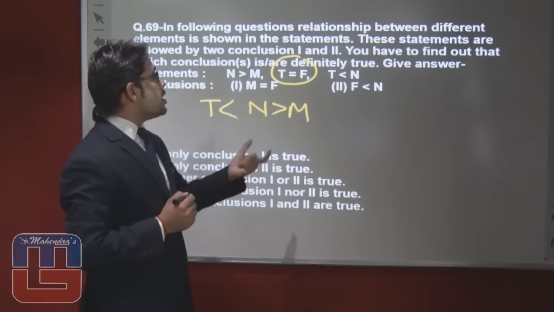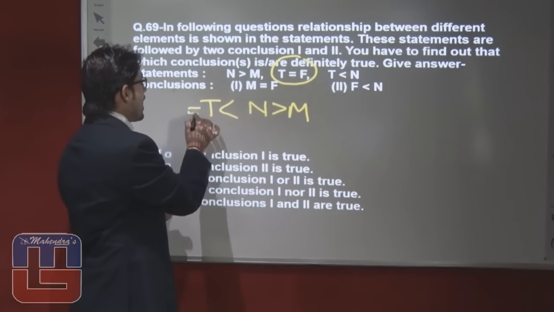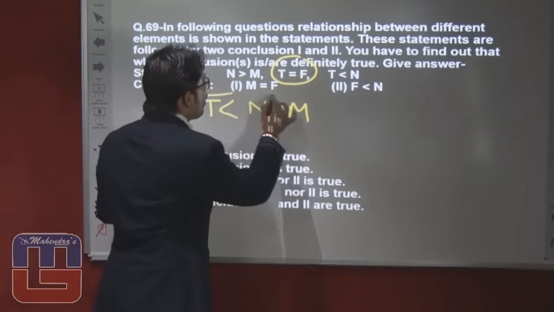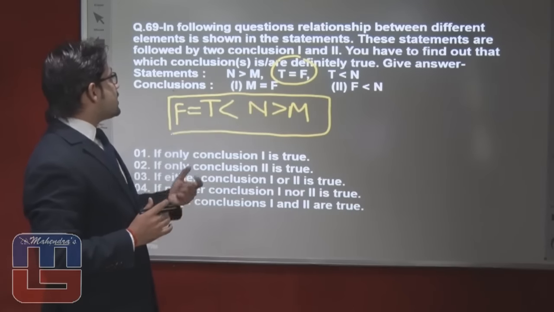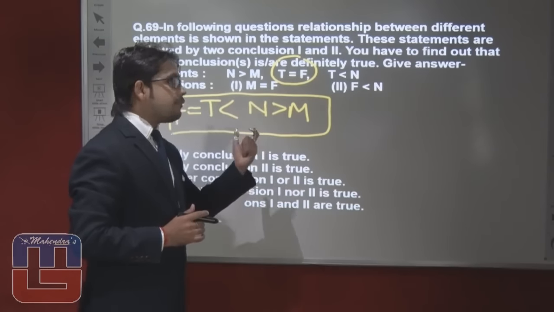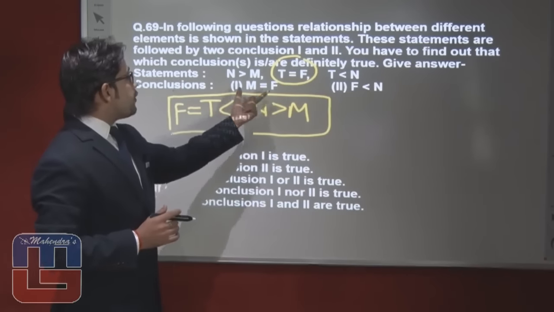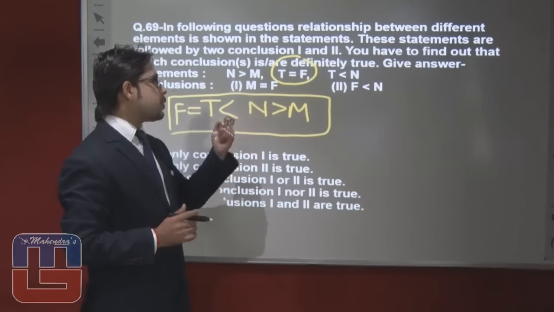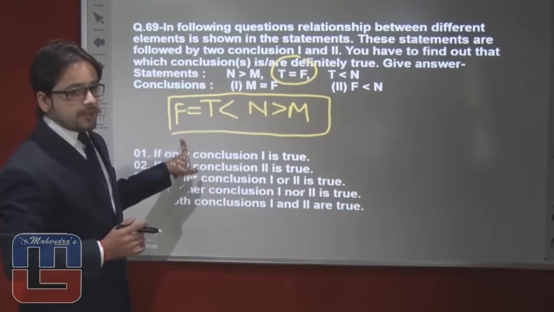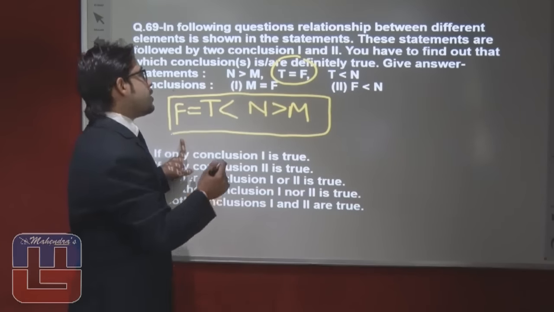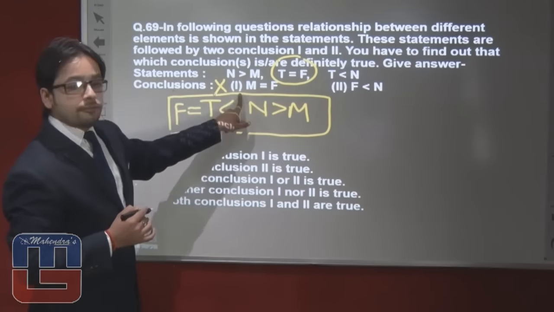Last but not the least, we have to combine the second statement with this statement, that is T is equals to F. After combination of these 3 statements, we can easily conclude whether M is equals to F or not, and whether F is smaller than N or not. So let's take it out. The first conclusion wants to know that M is equals to F. As you can see here, there is no relation between M and F. So we cannot say definitely that M is equals to F or not. So the answer will be false.